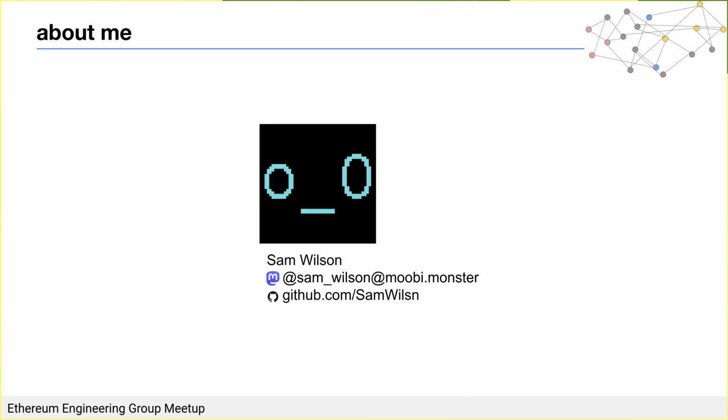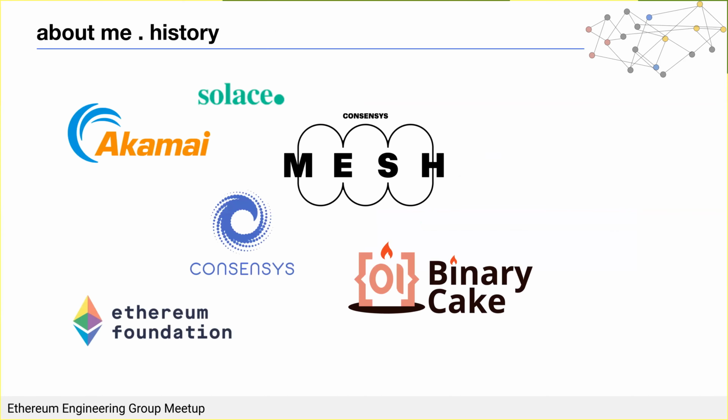A little bit about me. My name's Sam Wilson. You can find me at sam_wilson at movie.monster if you use Mastodon, or you can find me on GitHub at github.com/samwilson, no O. I have a varied history in software development. I started at Solace, went to Akamai doing CDN type stuff, moved to Consensus, then Consensus Mesh, and now I'm at the Ethereum Foundation, if you're ever curious where to find me.